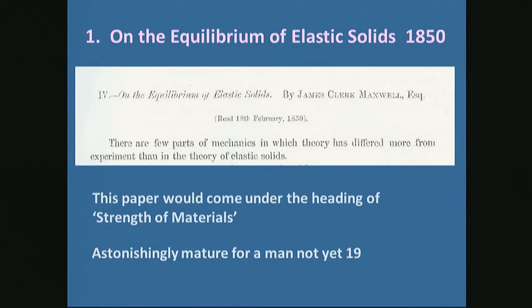So what part did he play? His first paper was this one on the equilibrium of elastic solids. This would come under the heading of strength of materials, and it's an astonishingly mature paper for a man who was not yet 19. This paper was presented to the Royal Society of Edinburgh by his professor of mathematics because he was still felt to be too young to present it himself.